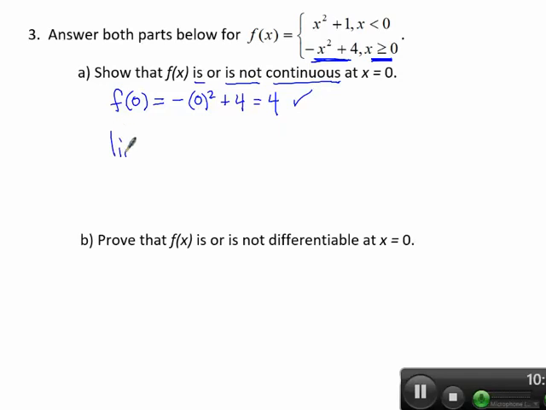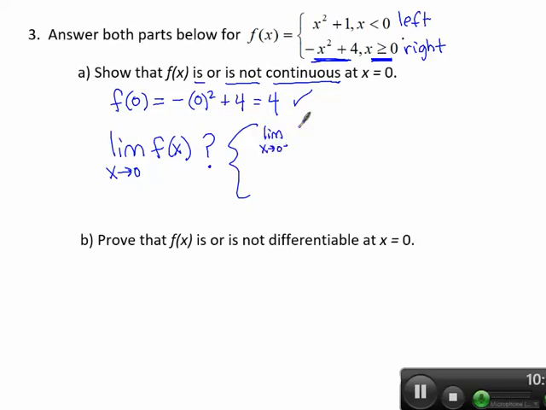How about a limit? The limit as x approaches 0 of f of x. Does that exist? Well, in a piecewise function, we have to look at from the left and we have to look at from the right if we have a less than and greater than situation. So first we'll do the limit as x approaches 0 from the left of f of x, and that's going to be this expression with 0 plugged in. That equals 1.